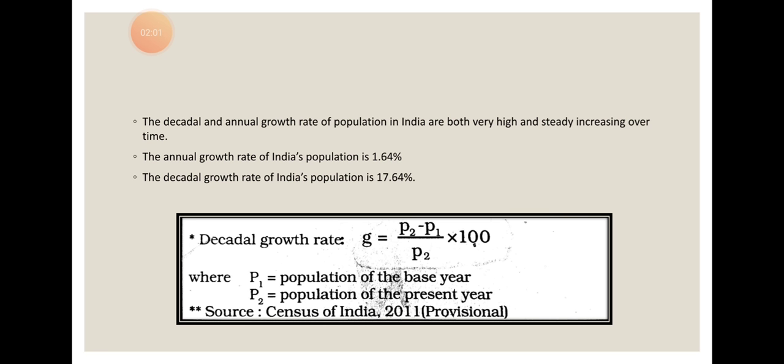Now down in this box you can see a formula written, that is the formula for how we can calculate the decadal growth rate of population. The meaning of P2 is the present year population, and the meaning of P1 is the population of the base year. You subtract the population of the base year from the population of the present year, and divide the whole by the population of the base year, and you will get the decadal growth rate.